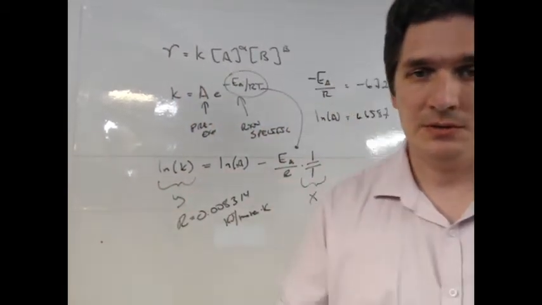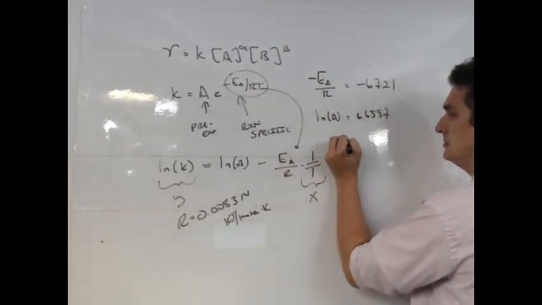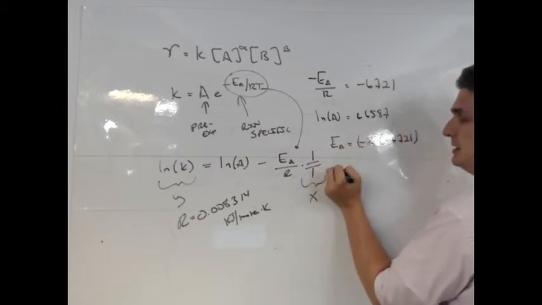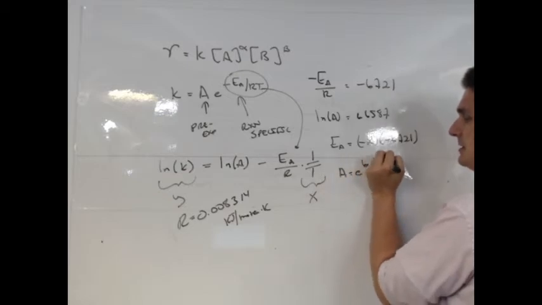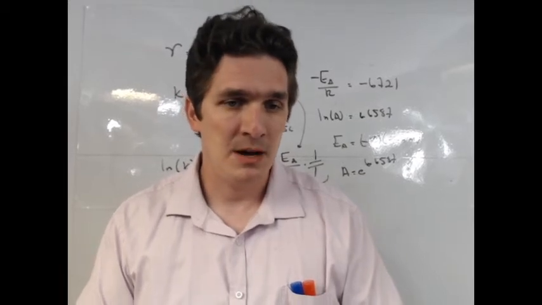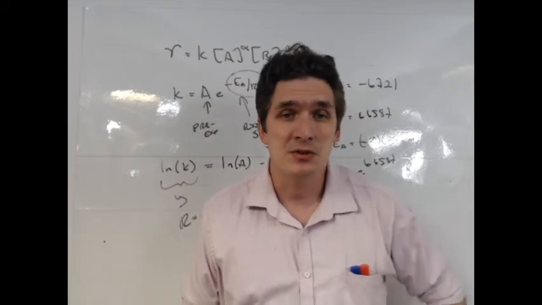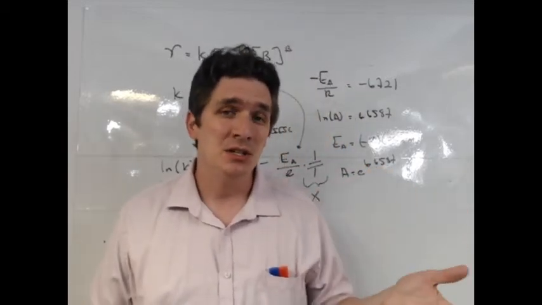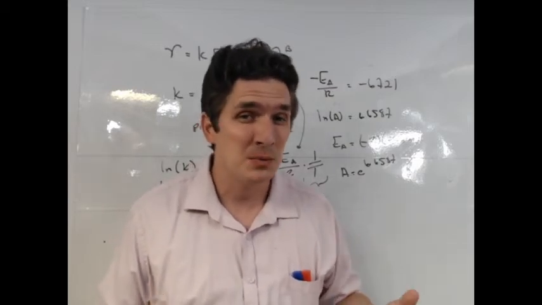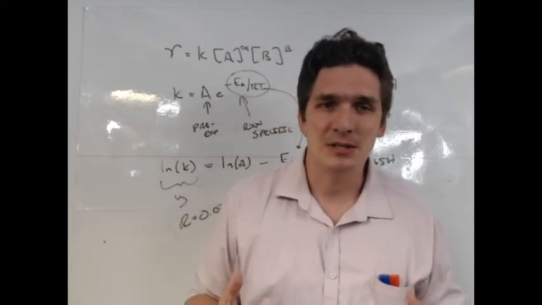So now if we just solve for EA, it's just minus R times minus 6721, and you will get a number. A here is e to the 6.6587. Now, just to help you out, and I'm not making this up, these are real things, EA is typically between 25 and 150 kilojoules per mole. It can be outside that range. Generally speaking, though, most of life operates in that range. So if you're getting 25 to 150, your answer's probably right. There are reactions that are above and below that range, but most of life operates in that range.